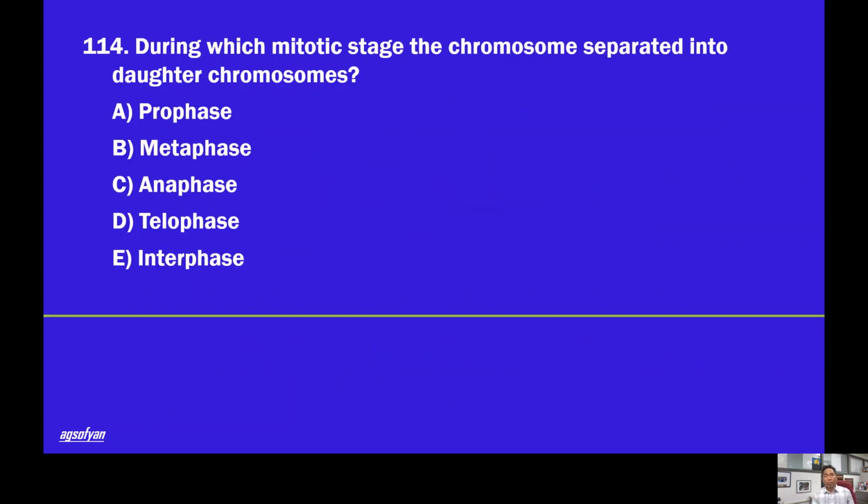114. During which mitotic stage are the chromosomes separated into daughter chromosomes? Prophase, metaphase, anaphase, telophase, or interphase? Choose your answer. Yes, it should be anaphase. This is the time when the chromosomes separate and move to the opposite sides.